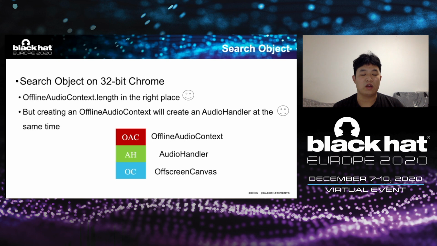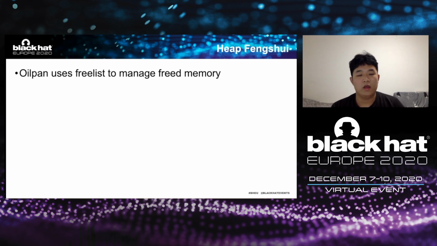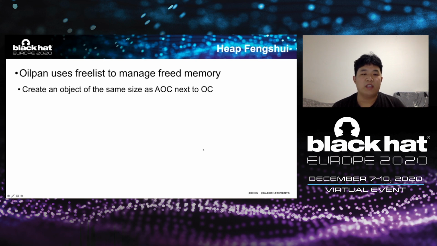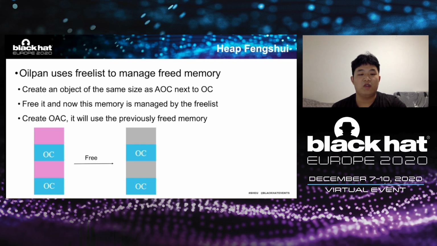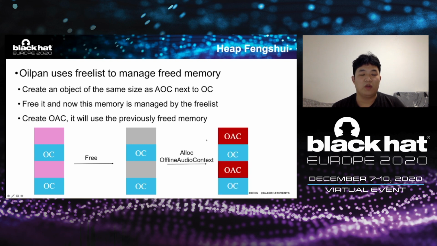AudioHandler is a virtual object call. Fortunately, we can bypass it through heap feng shui. PartitionAlloc uses a freelist to manage free memory, so we can create an object of the same size as OfflineAudioContext next to a ScreenCanvas. Free it, and now this memory is managed by the freelist. Create OfflineAudioContext. It will use the previously freed memory.